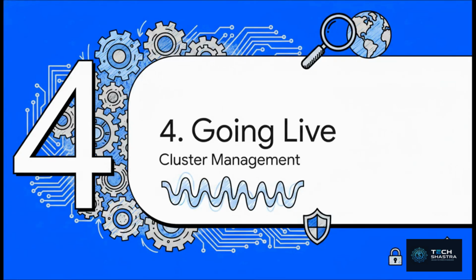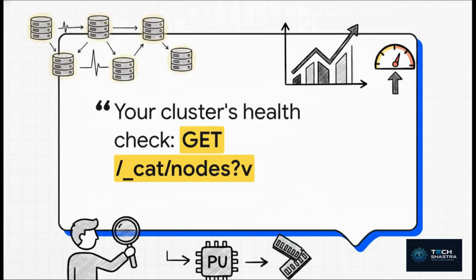So you've built your project, it's looking good, and now it's time for the real world. Let's talk about the professional habits you need to develop to keep your search engine healthy and, more importantly, your data safe. This command right here is about to become your new best friend. The CAT APIs give you a simple, human-readable snapshot of what's happening inside your cluster. Running this little command gives you a quick pulse check on your nodes, your CPU, your memory usage. It's the very first thing you'll run when you're troubleshooting.